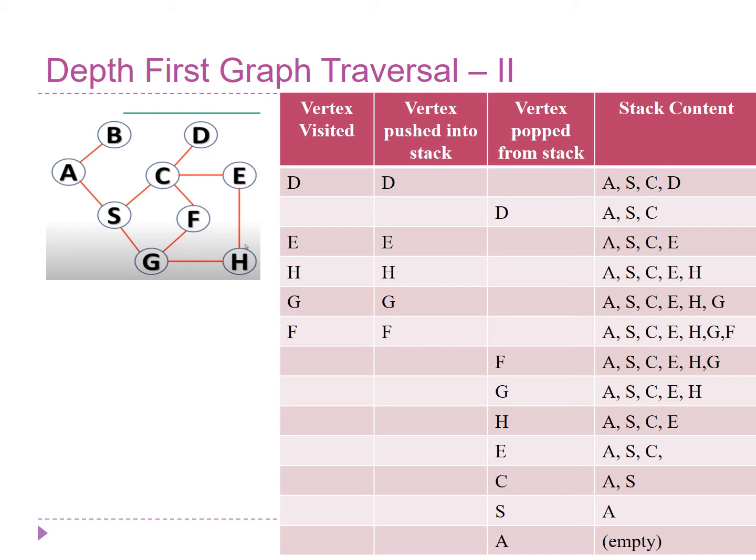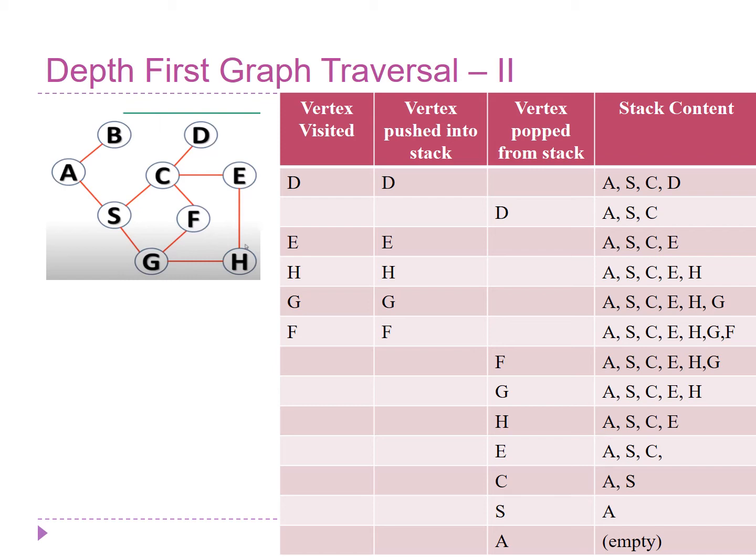The unvisited vertex adjacent to C is E, which is visited next, and it is pushed as the top of the stack. The unvisited vertex adjacent to E, H, is visited next and it is pushed as the top of the stack.